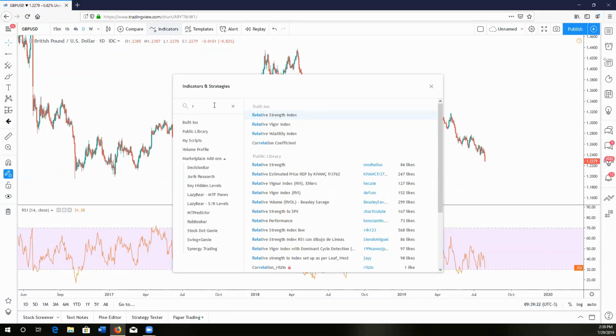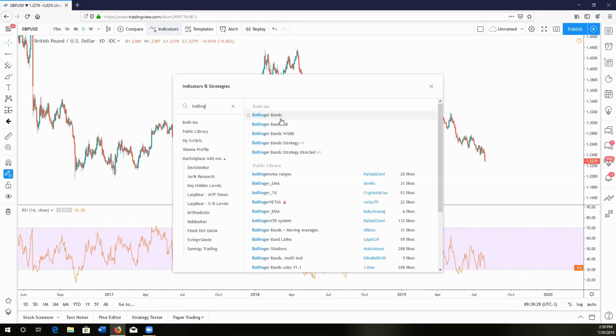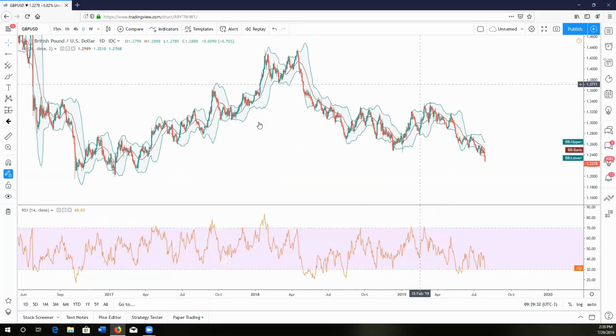So let me add the Bollinger Bands here. I traded these like 2 years ago and they didn't work out for me, and I don't really know how you'd develop a strategy with them. It works for other people, for some people, but I wouldn't know.